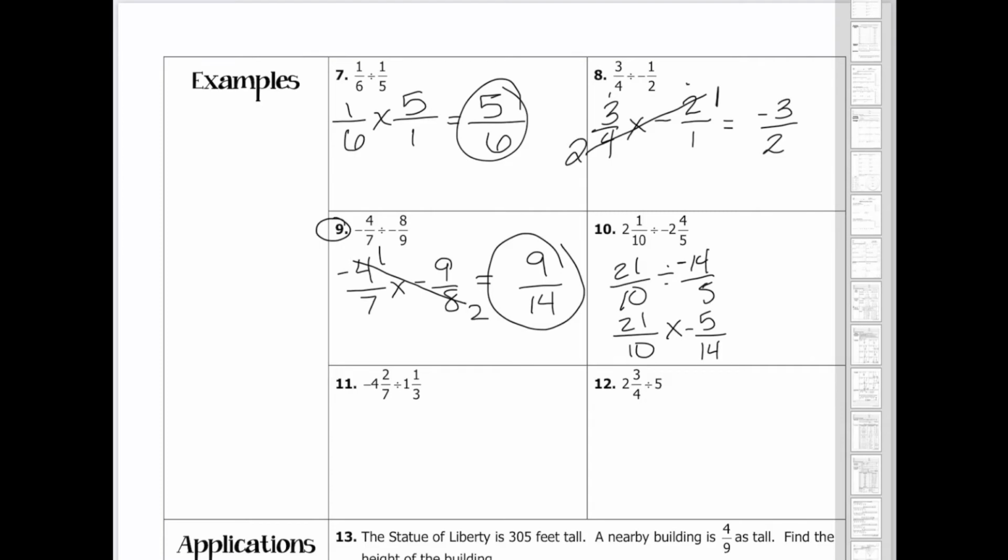So now I check out if I can do any simplifying, and I can do a lot of simplifying here. I can simplify this by 5. So now those are 1 and 2. And I can simplify this by 7. So this is 2 and 3. So now I have negative 3/4 when I multiply.